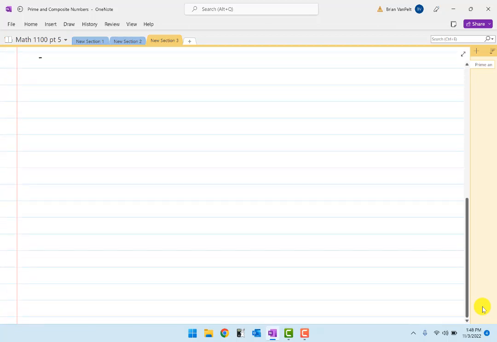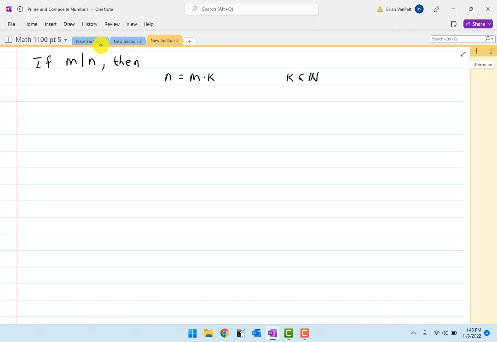Now, if m goes into n evenly, then n will equal m times some other number, k, where k is a natural number. So as an example, we have 5 dividing evenly into 35, and we know that 35 equals 5 times 7. So in this particular instance, k was equal to 7.